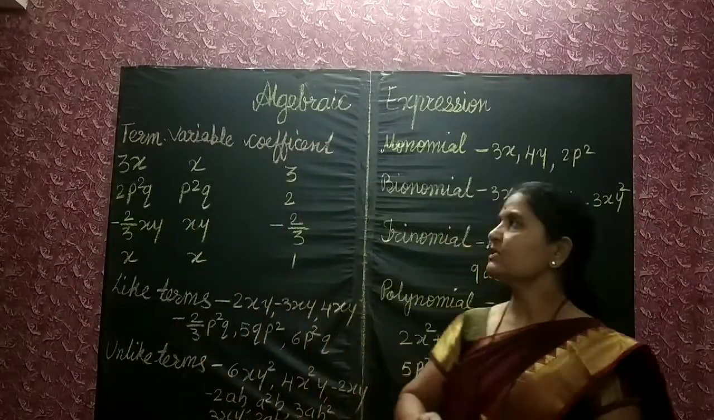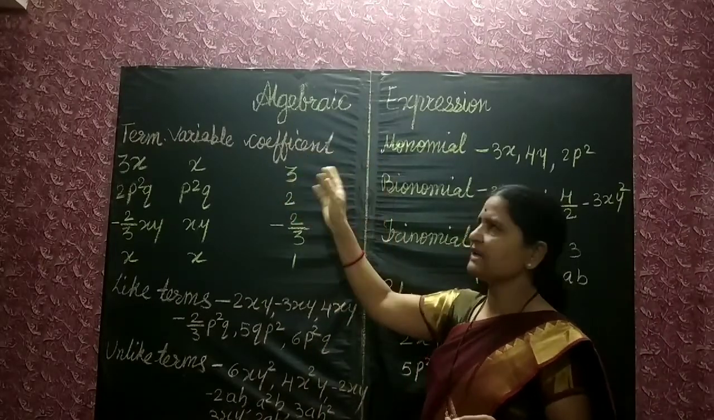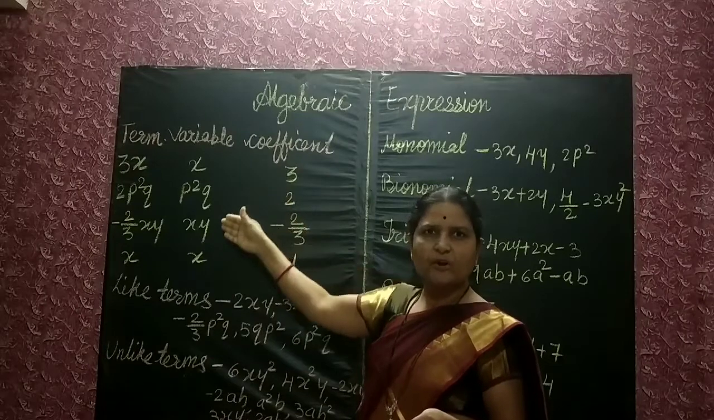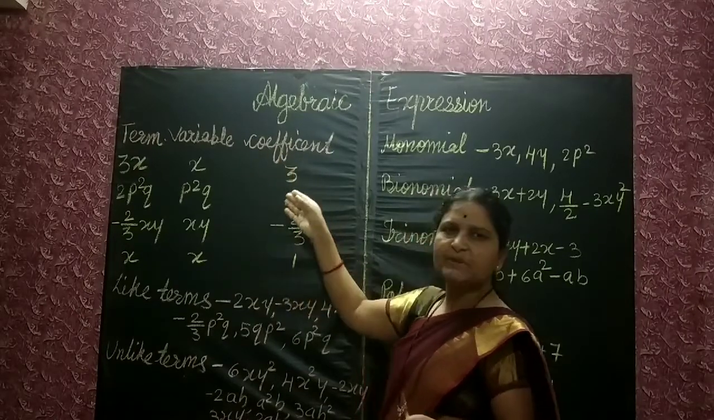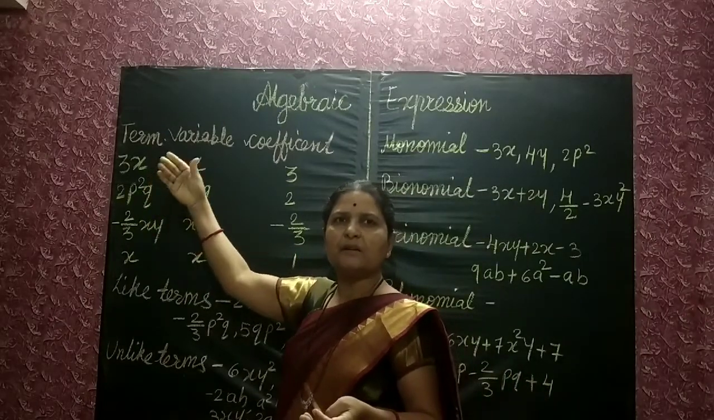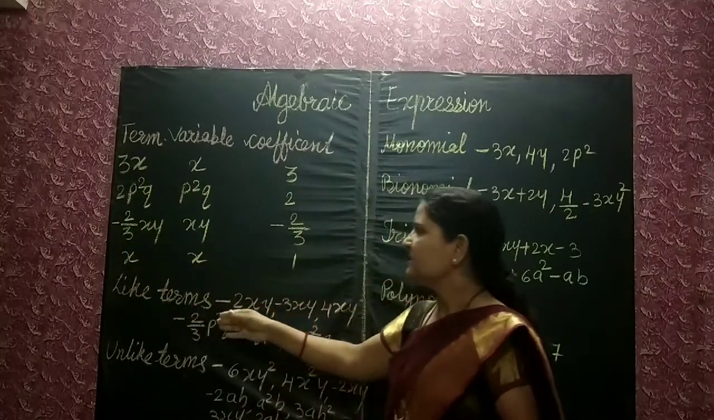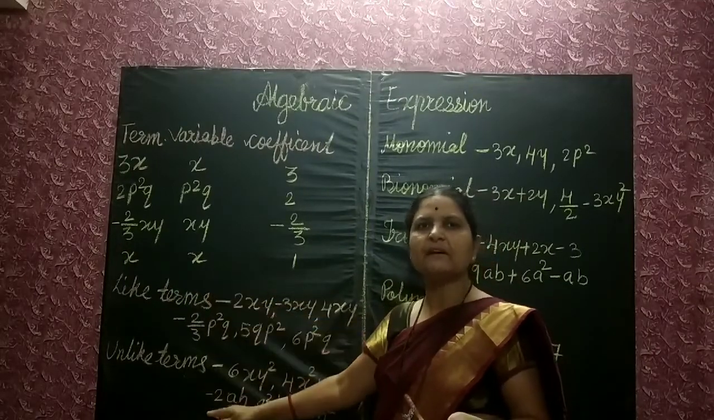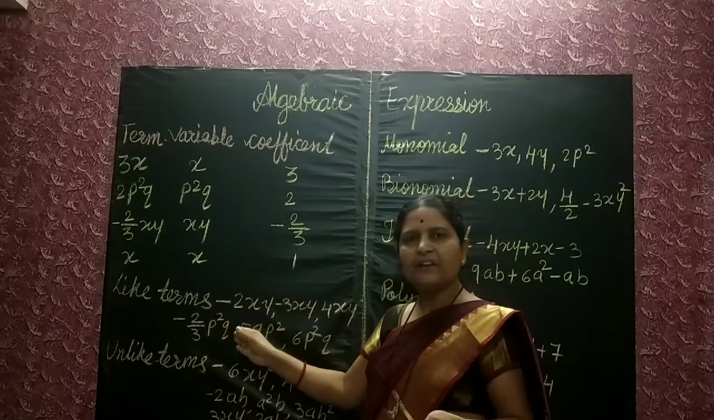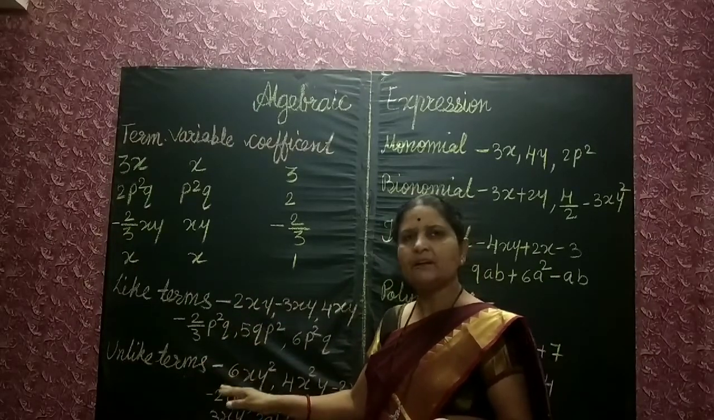Got it? So students, this is about algebraic expressions, and these are very important basics. Variable means a symbol which does not have a fixed value. Coefficient means a quantity which has a fixed numerical value. Term means the expression having only one operation, that is multiplication. And terms are of 2 types, like terms and unlike terms. Like terms have the same variable with the same power, and unlike terms have different variables with different powers.